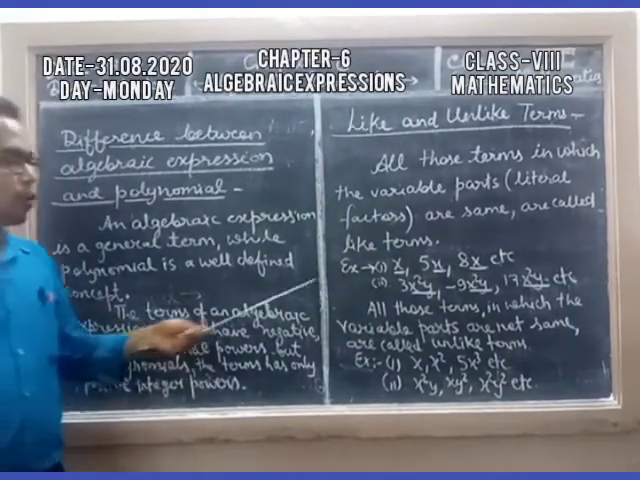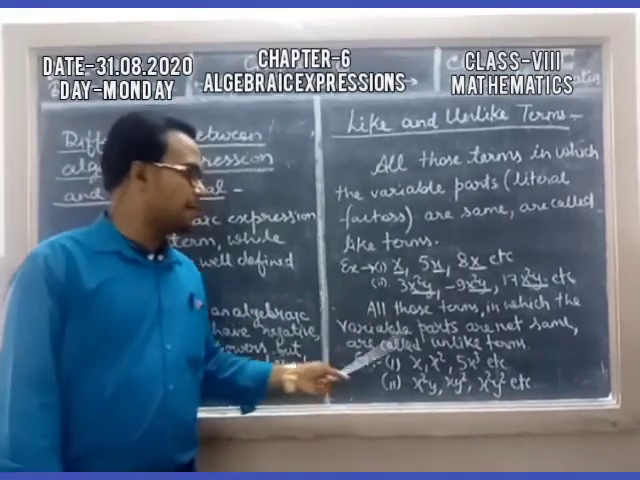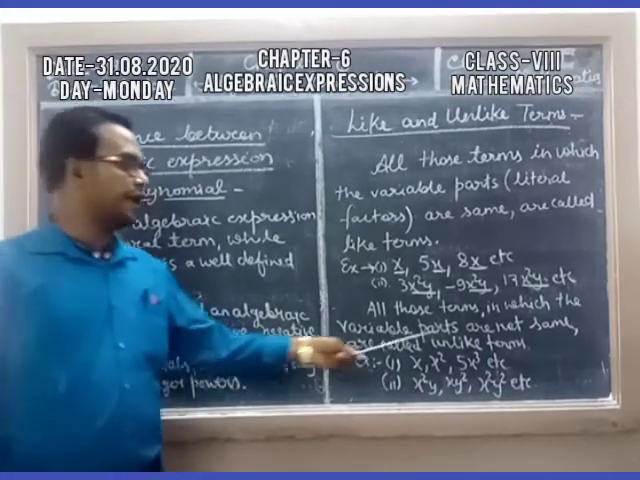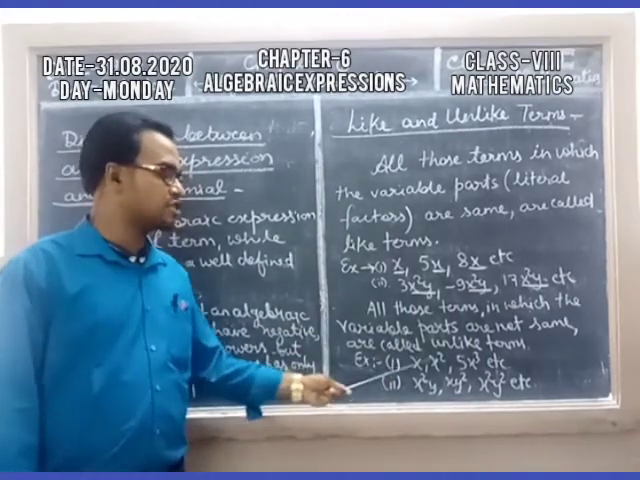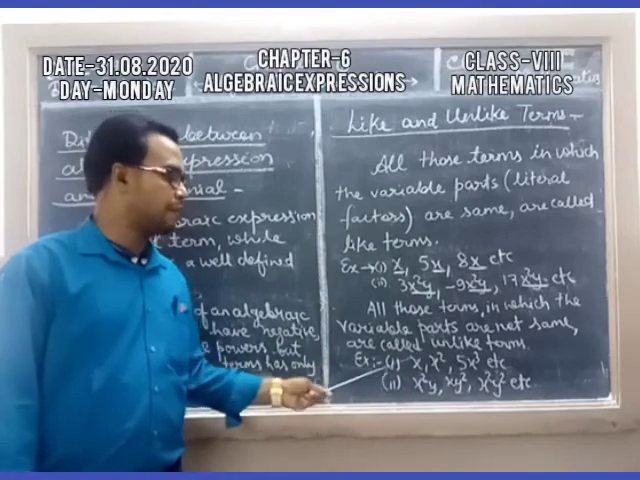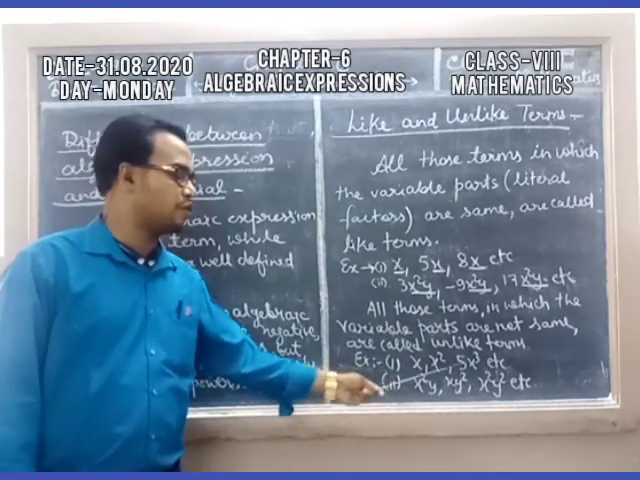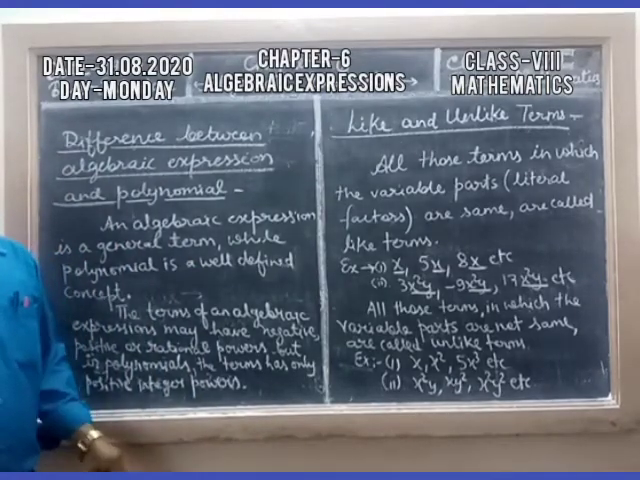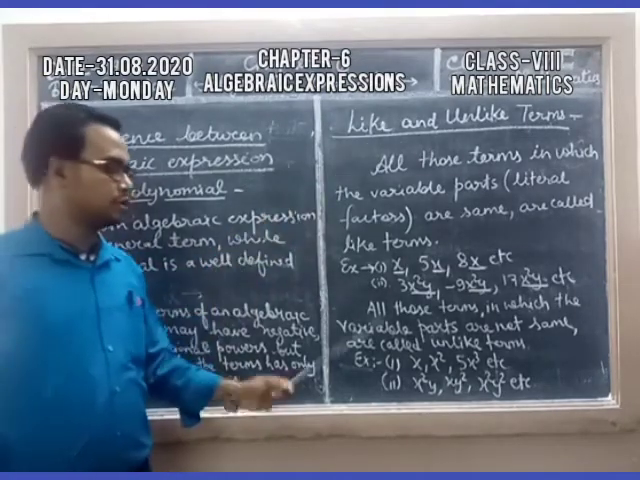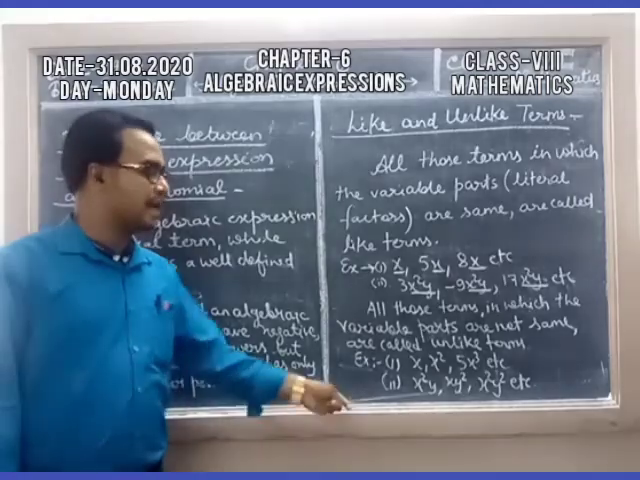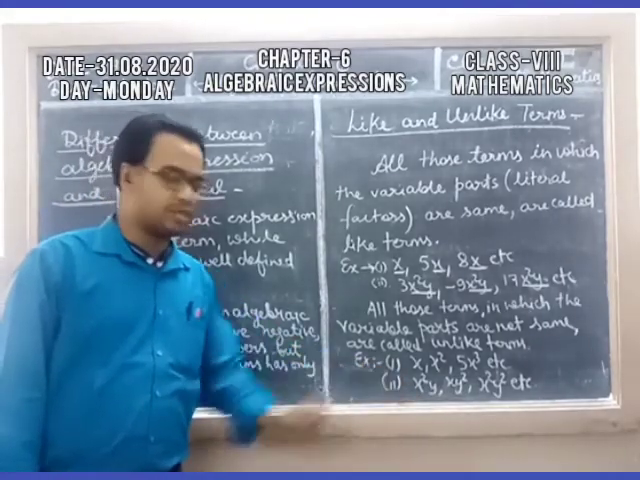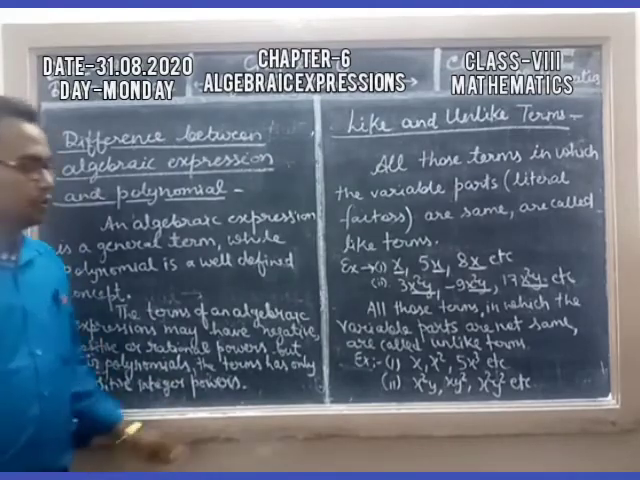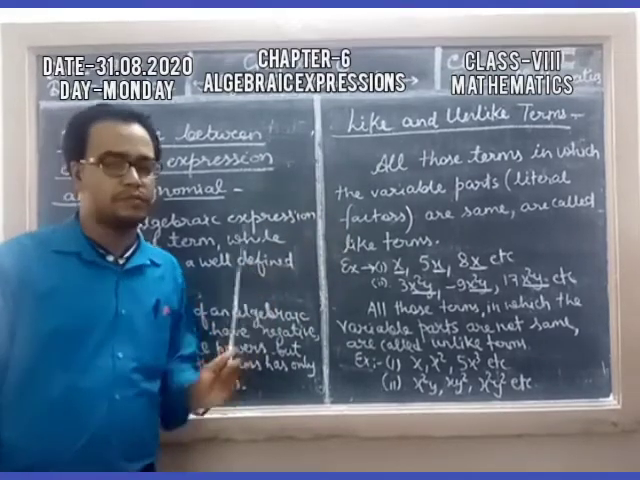Now unlike terms. All those terms in which the variable parts are not same, means different, are called unlike terms. For example, x square y, x y square, x square y square. They are different, so the literal parts are not same, so they are called unlike terms.